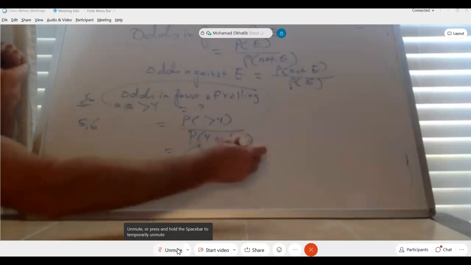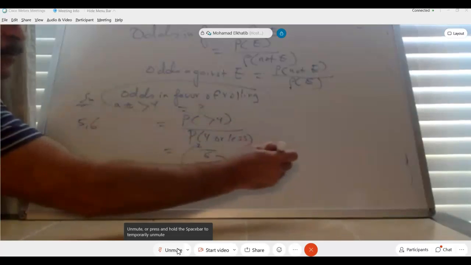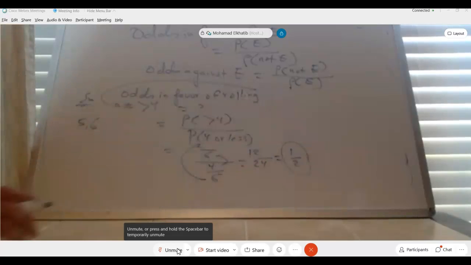So 2 times 6 is 12. 6 times 4 is 24. I divide both sides by 12. I get 1 out of 2. So the odds in favor will be 1 out of 2. Okay? All right, you can go ahead and copy it and let me know if you have any questions. And I'll give you a word problem in a minute here so you understand it better, something besides the die, okay?